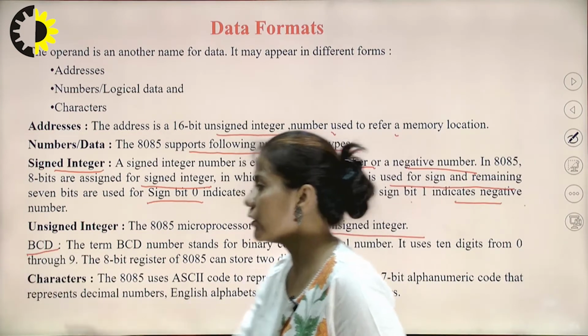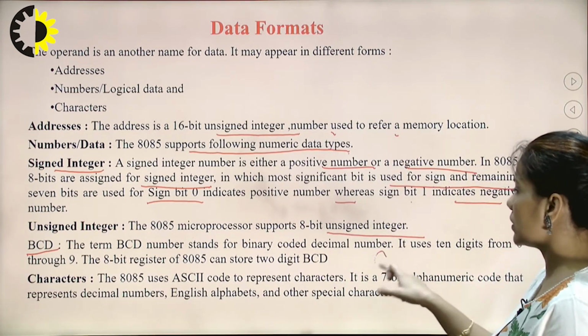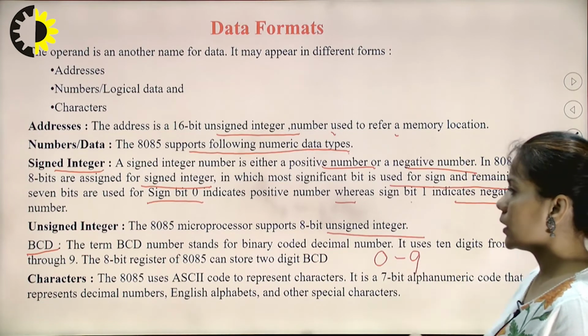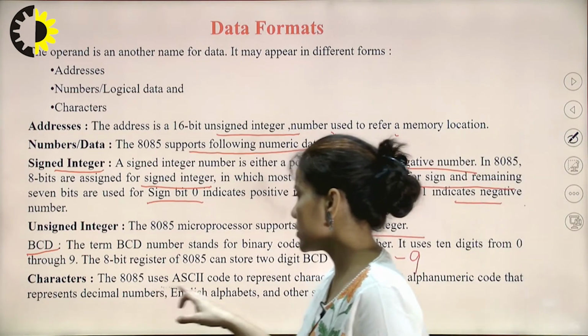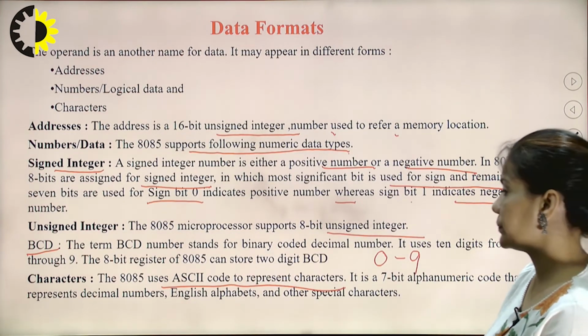BCD means binary coded decimal. This stands for the binary coded decimal number, which ranges from 0 to 9. Characters: it uses ASCII code to represent characters. It's a 7-bit alphanumeric code that represents the decimal numbers.